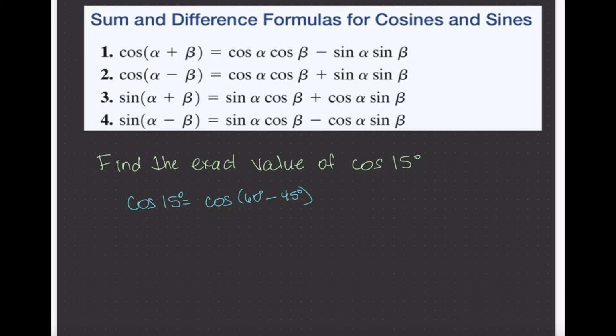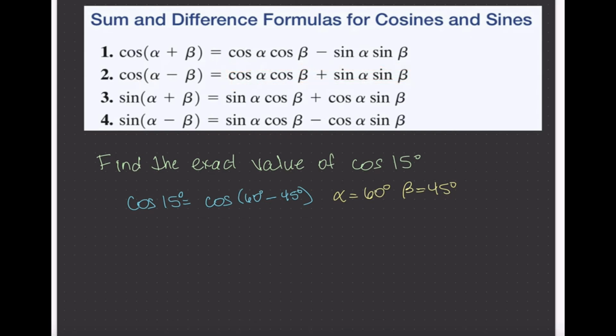So when I look at my alpha, it is going to be 60 degrees, and my beta is going to be 45 degrees, right? 60 minus 45, alpha minus beta. So now I want to write that into this nice little long formula that they have up here, right? Cosine alpha times cosine beta plus sine alpha times sine beta.